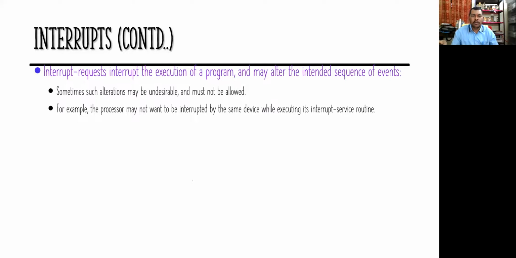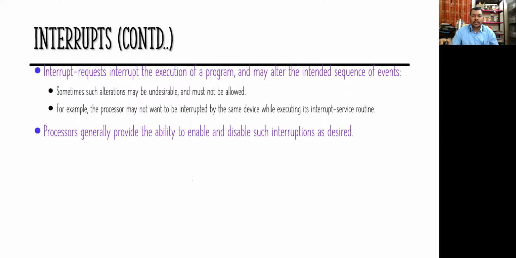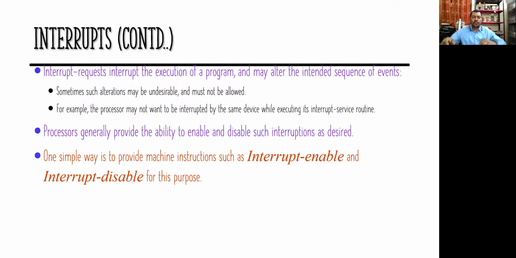For example, the processor may not want to be interrupted by the same device while executing its interrupt service routine. This is a very fundamental thing. When the interrupt service routine of an input output device is already running, if that device sends an interrupt request again, it is not allowed for us, right? So this is very undesirable, and we don't want that. Processors generally provide the ability to enable and disable such interruptions as desired. So one simple way is to provide machine instructions such as interrupt enable and interrupt disable for this purpose.